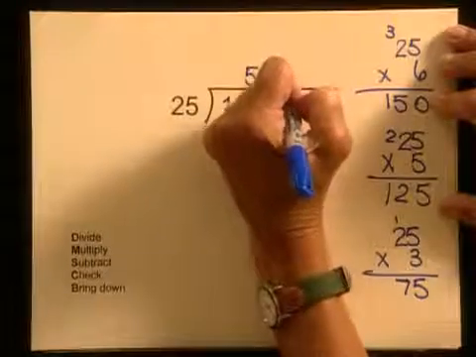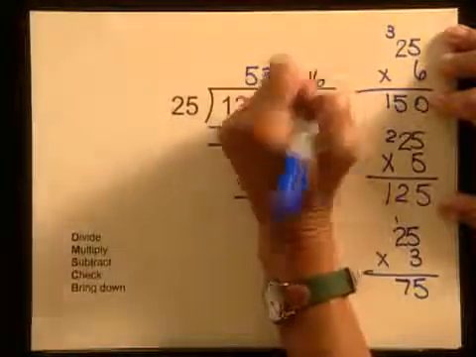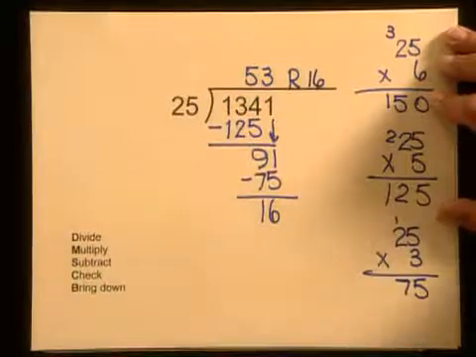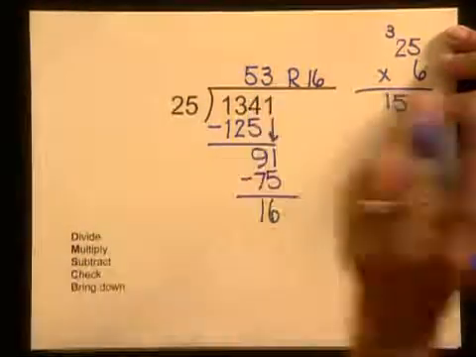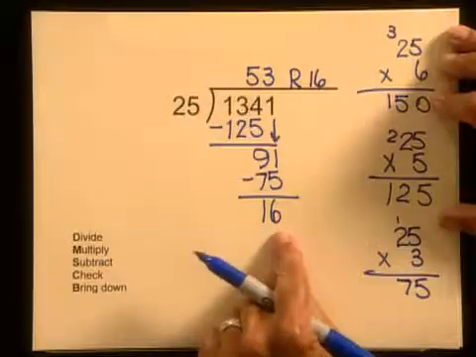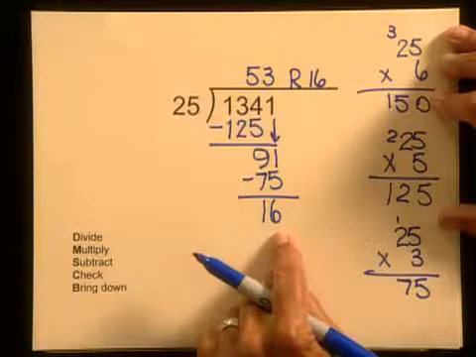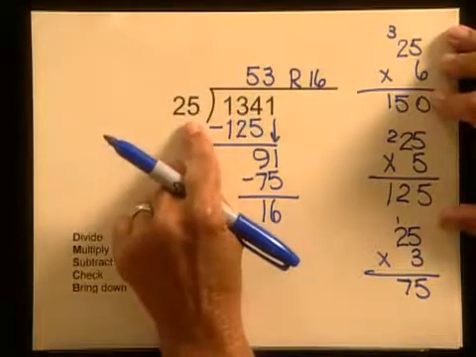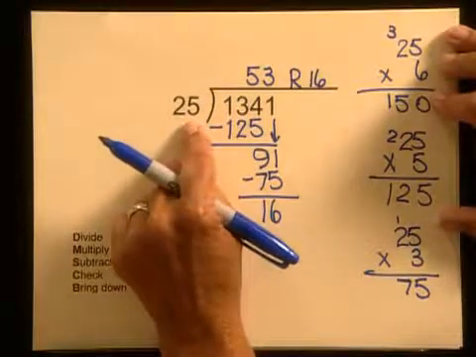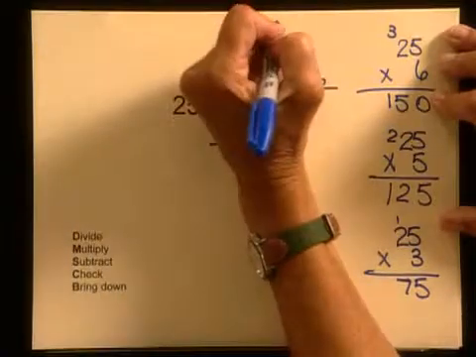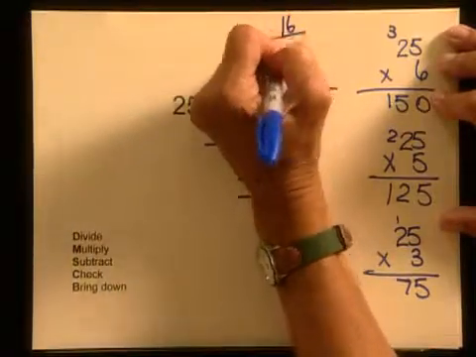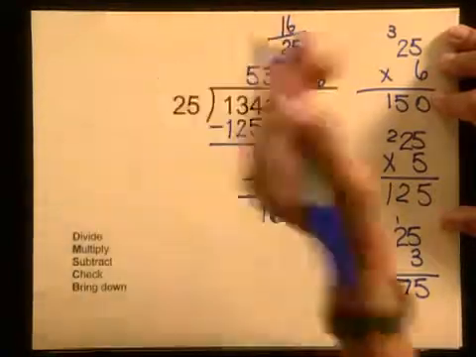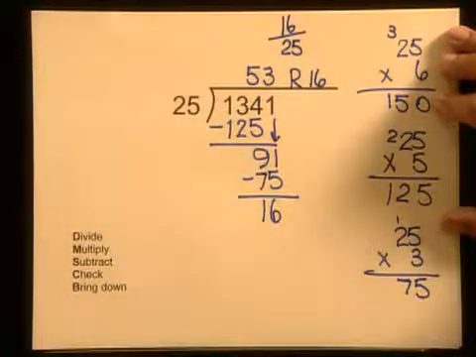We can write that remainder 2 ways. We can write it as R16 up here right after our quotient. R stands for remainder. Or we can also write it as a fraction. If we write it as a fraction, the remainder, or in this case the 16, is the numerator or the number on the top of the fraction. And the divisor, in this case 25, is the denominator or the number on the bottom of the fraction. So we would write that as 16 over 25, and we would read that as 16/25.